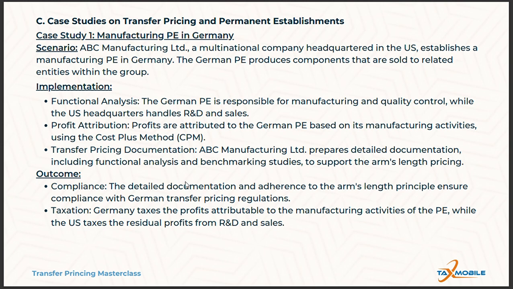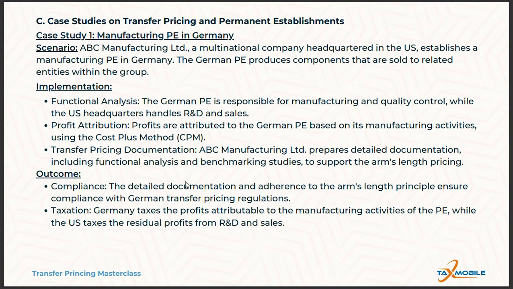Case studies on transfer pricing and permanent establishment. Now, let's look at some practical examples of how transfer pricing compliance is handled for permanent establishment in different jurisdictions. Case study 1, manufacturing permanent establishment in Germany. Let's look at the overview. ABC Manufacturing Limited, a multinational company headquartered in the United States, establishes a manufacturing permanent establishment in Germany to produce components for related entities within the group.